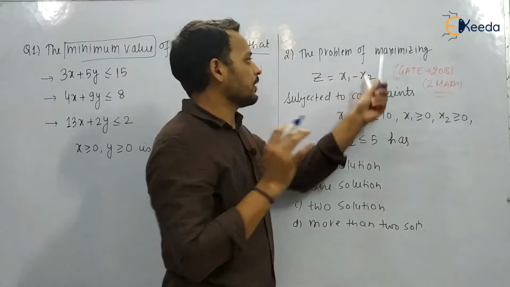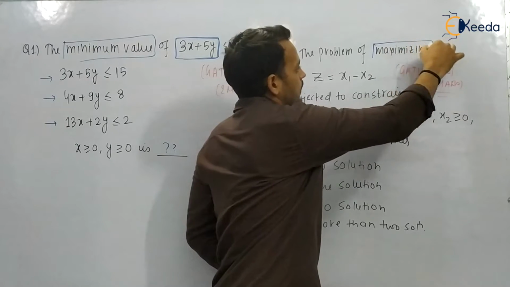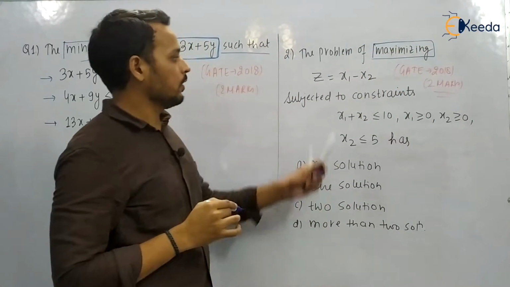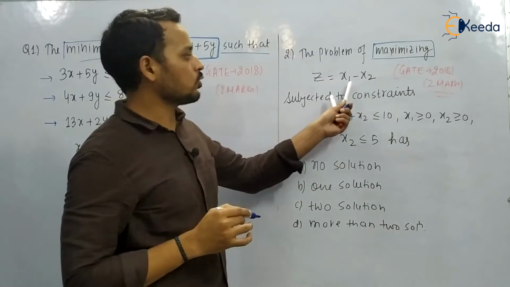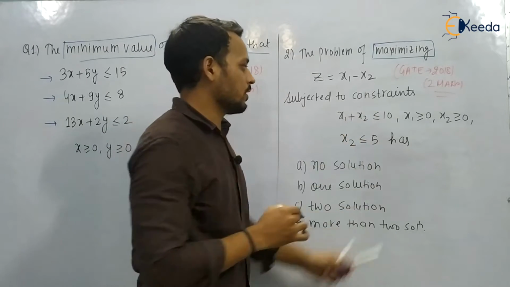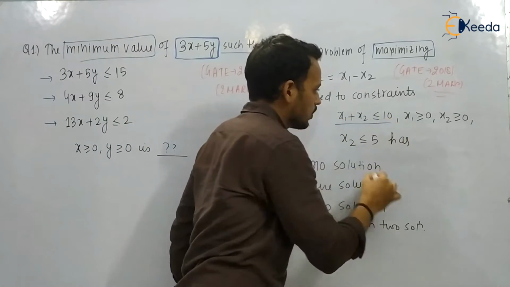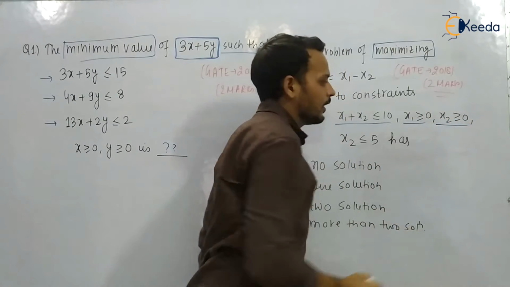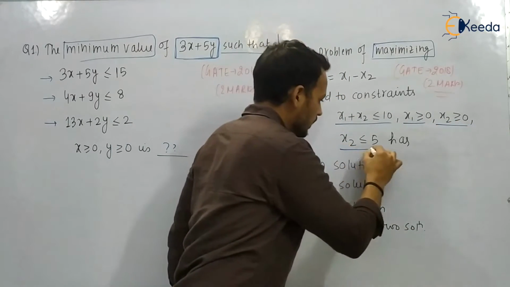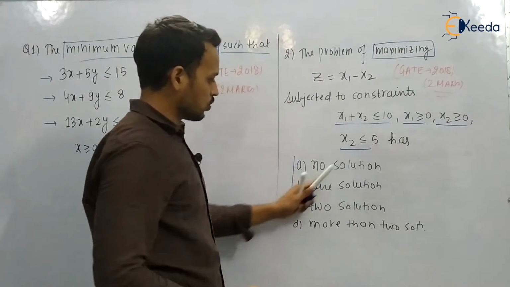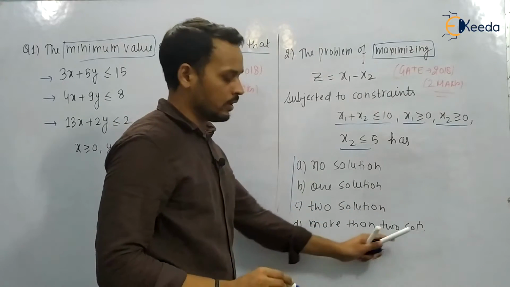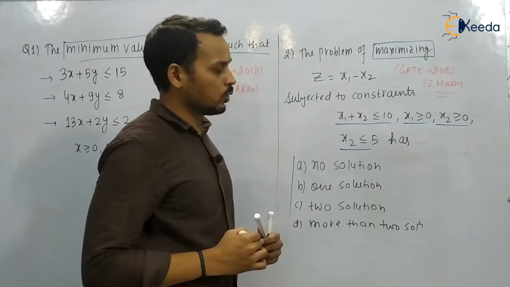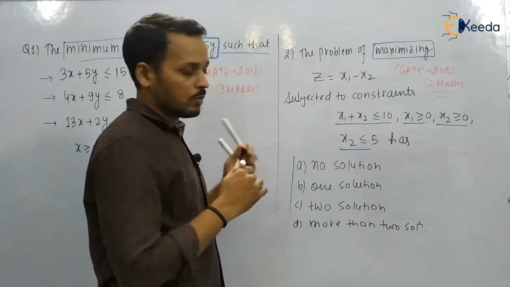Here the problem is of maximizing. The other set has given a maximization problem: z equals x1 minus x2, subject to the constraints x1 plus x2 less than or equal to 10, with the non-negative restrictions, and x2 less than 5. The options are no solution, one solution, two solutions, or more than two solutions. We will do it one by one. First we will solve question number 1.